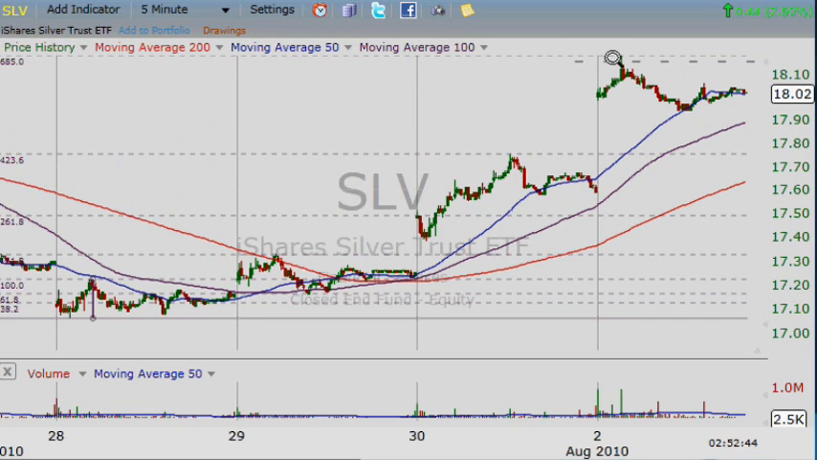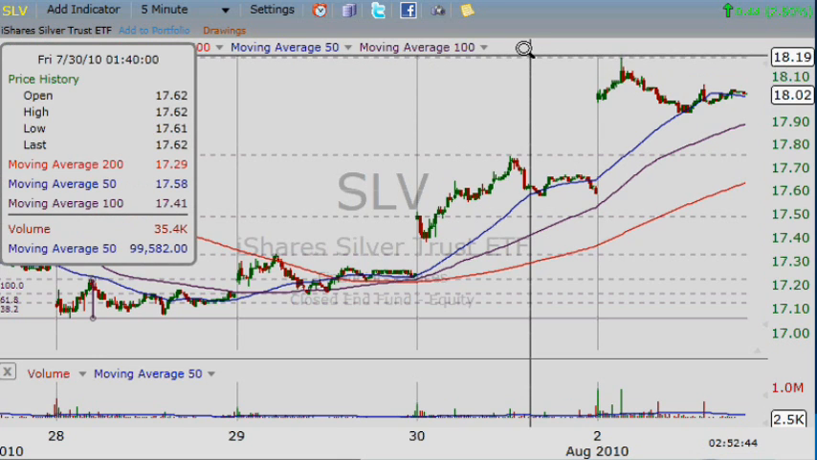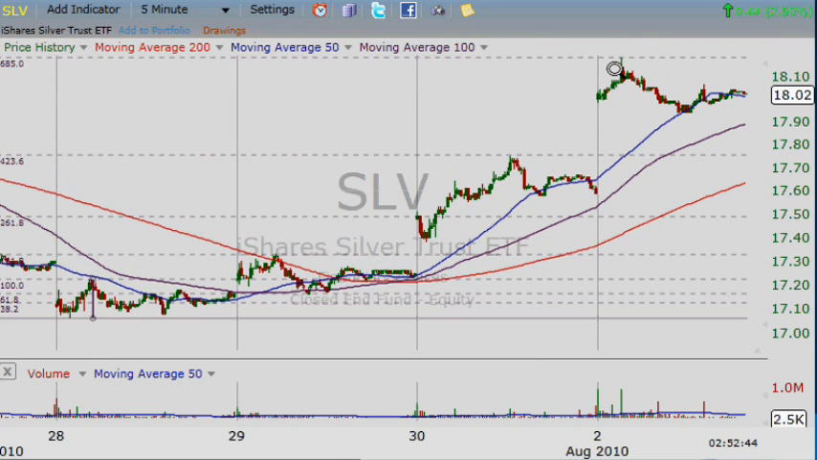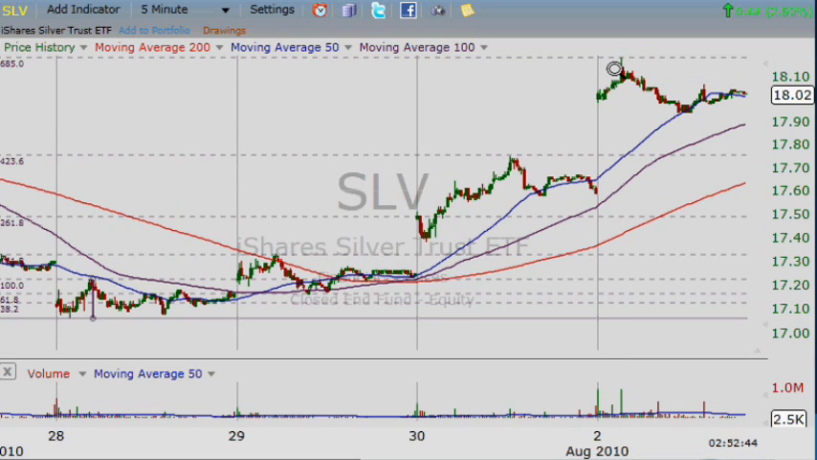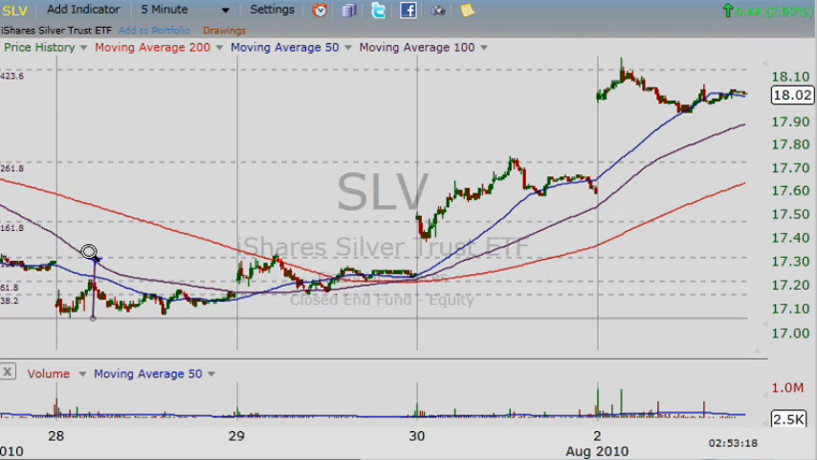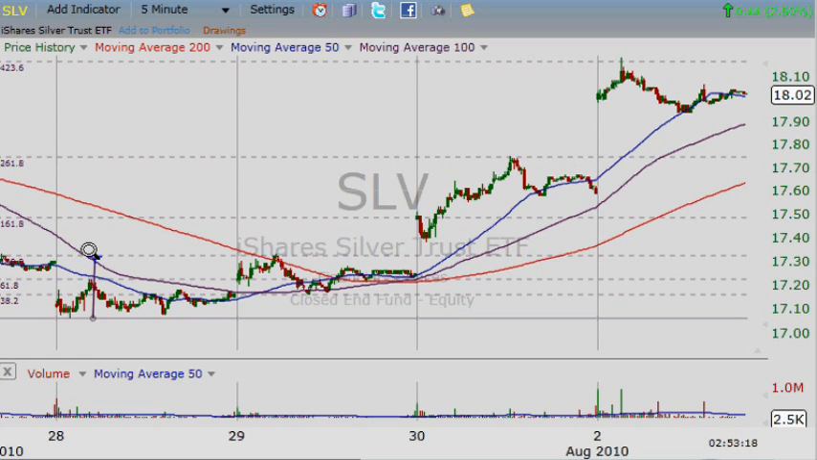And I really mean perfect. For the Fibonacci level is 18.18, and the intraday high was 18.18. So perfect Fibonacci resistance. And like Friday, we are also seeing a level of support on the 50-period moving average on the 5-minute time frame. Very, very interesting information.